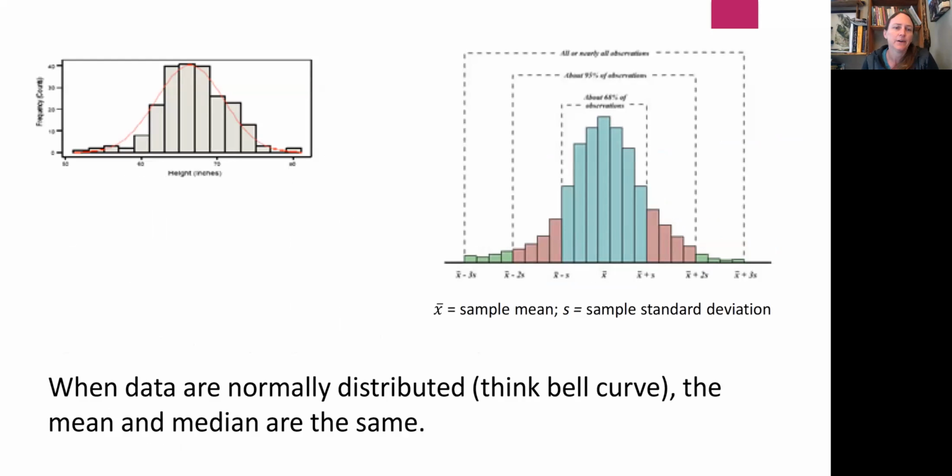So when the data are normally distributed with a bell curve, then something really cool occurs, and that is that the mean and the median are the same. Okay, and sometimes the mean, the median, and the mode are all the same in a bell-shaped curve. And they're all that value right at the very top of the curve. And this is, I think, why the bell-shaped curve is one of the most commonly sought and used distributions in statistics.